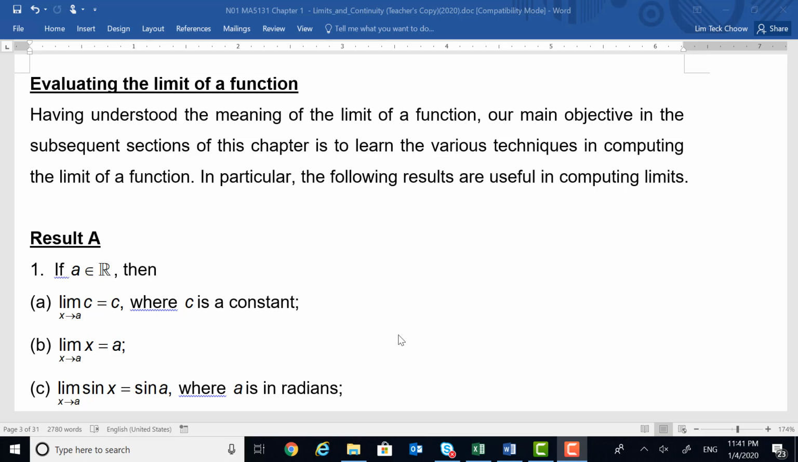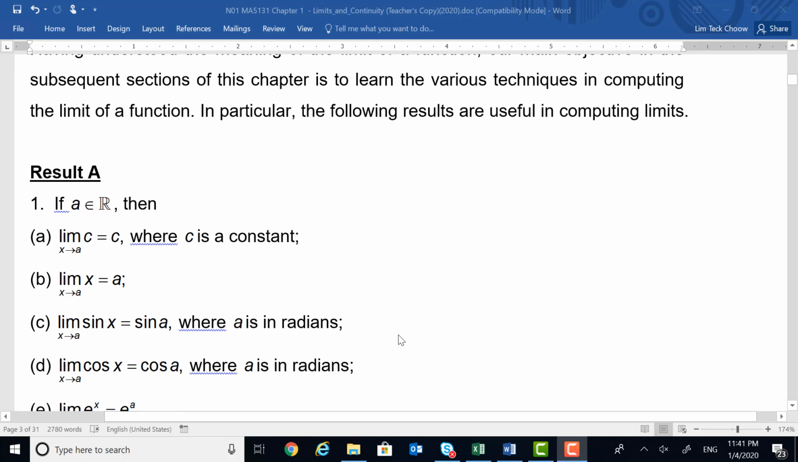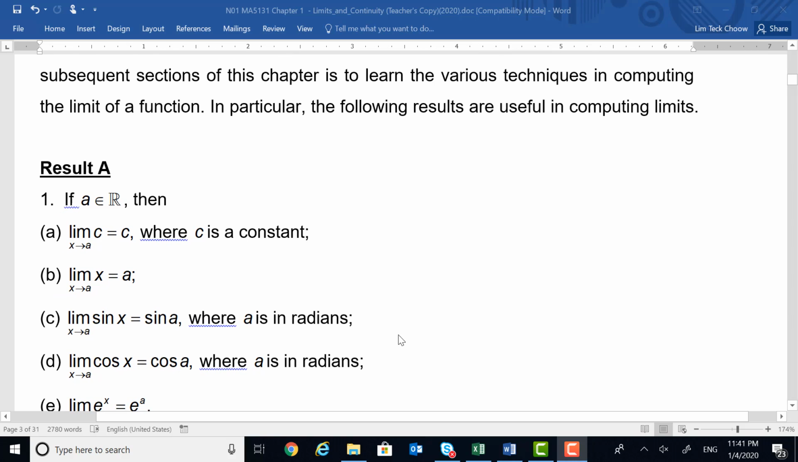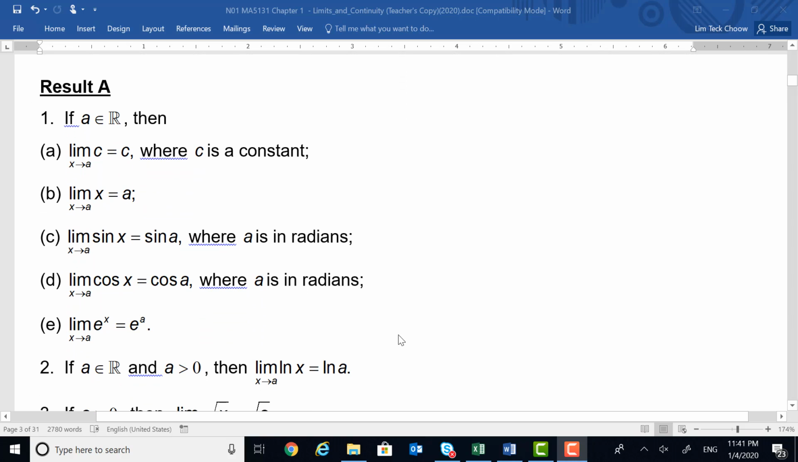Now that we have seen a very simple example in example 2 of how we can evaluate the limit of a function, we want to now learn more ways, or equip ourselves with more tools, to calculate the limit of a function. To do this, we want to start off first and foremost with some standard results. Here we have what is called result A.